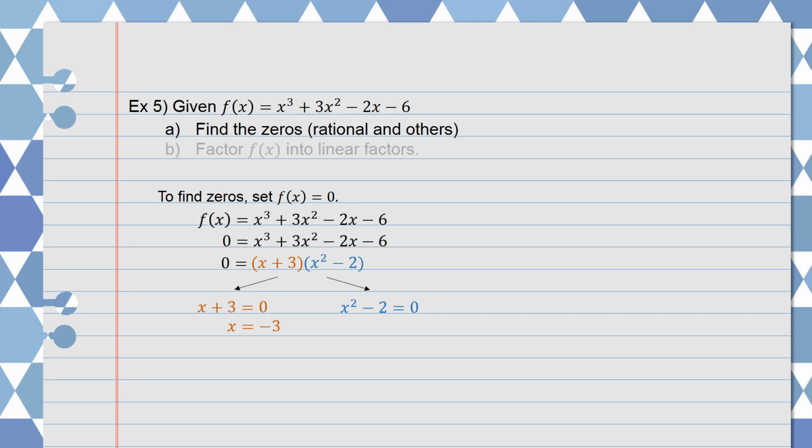The other possibility is x squared minus 2 equals 0. Notice we only have x squared and no x terms, so let's isolate x squared. To do so, we add 2 to both sides, and then we take the square root of both sides. That gives us x equals plus or minus square root 2, but we must separate these, which gives us x equals square root 2 and x equals negative square root 2, which means we have now found all the zeros. Our zeros are -3, square root 2, and negative square root 2.